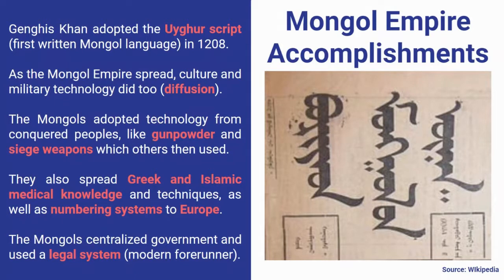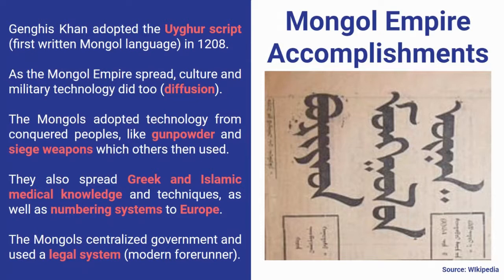As they spread, you need to understand that culture and military technology diffused along their conquering path. In other words, as they spread their technology, they also spread technologies that they had adopted from the people they conquered. They took gunpowder from China and used that gunpowder to conquer other places, and then other places saw that gunpowder and they wanted it too. It's as simple as that.